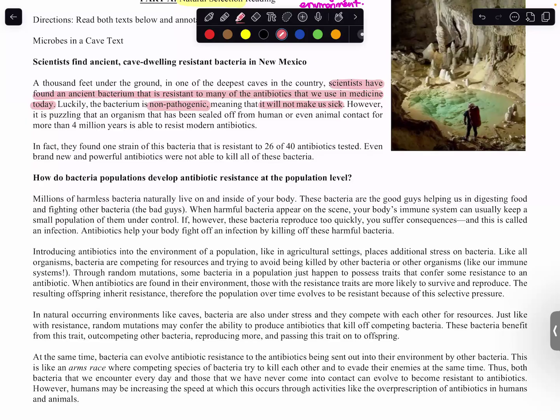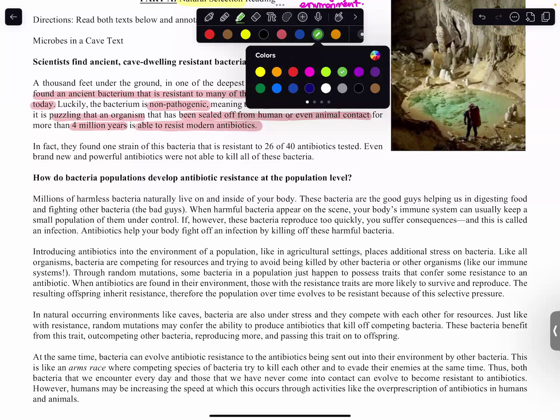However, it is puzzling that an organism that has been sealed off from human or even animal contact for more than 4 million years is able to resist modern antibiotics. That's incredible, right? They haven't had any contact with any other animals or humans in 4 million years. And they're literally resistant to the antibiotics that we use today. It's mind-boggling, but it's so exciting, at least to me. I don't know, I'm a nerd.